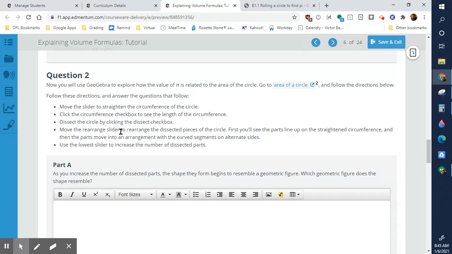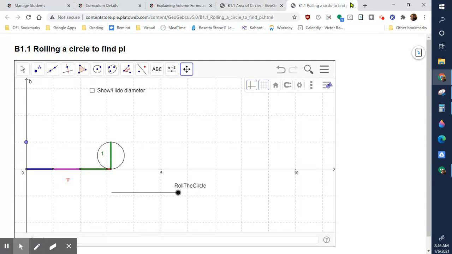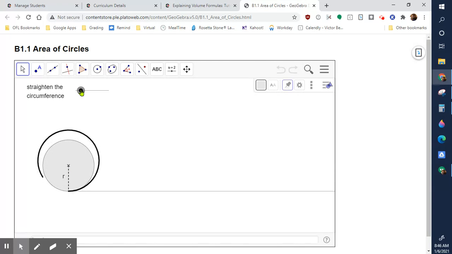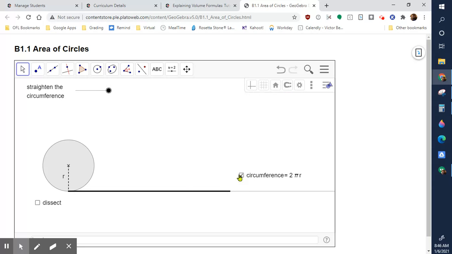Now you will use GeoGebra to explore the value of pi. So let's do this to find the area of a circle. All right, so let me close this other one. So now we're going to see how we can determine this. And I actually like how they figure out how to find the area. So remember, area is what fills in this circle. So if we straighten this out, you see that they do the circumference. And we can see how far the circumference is.